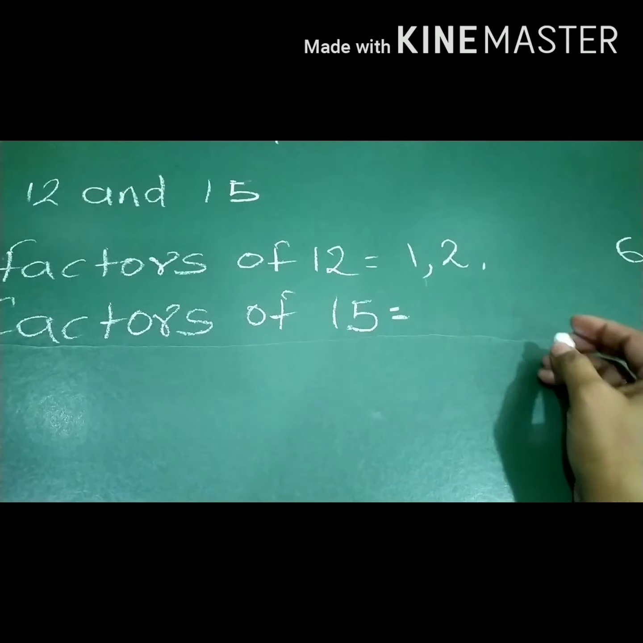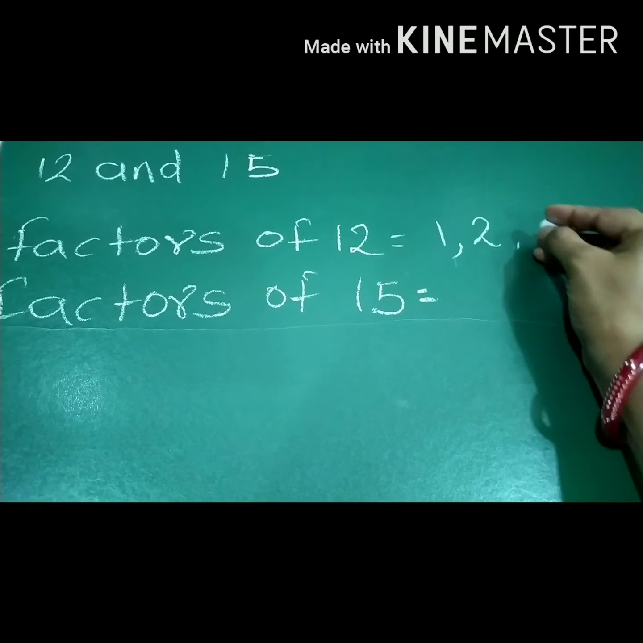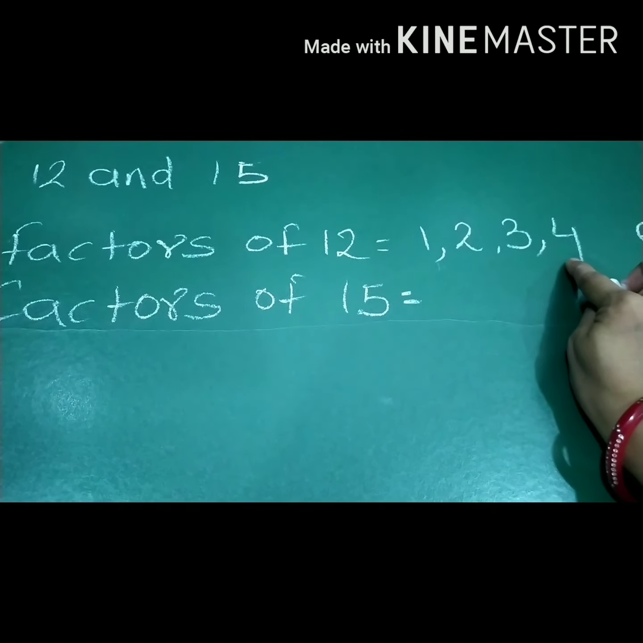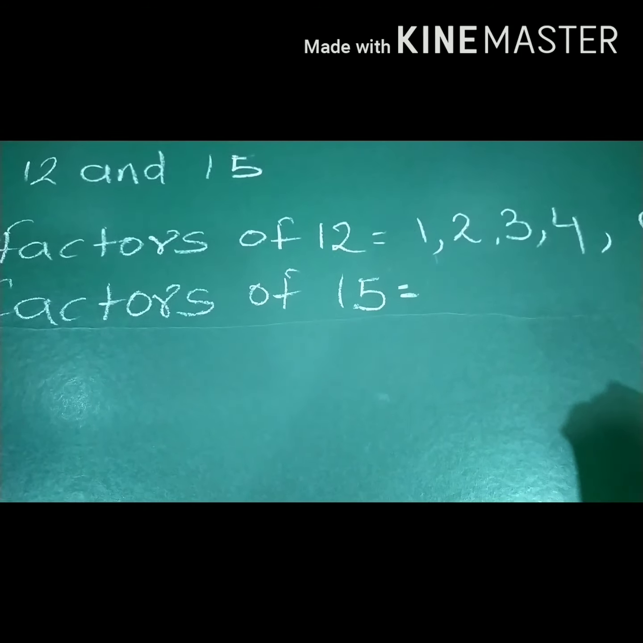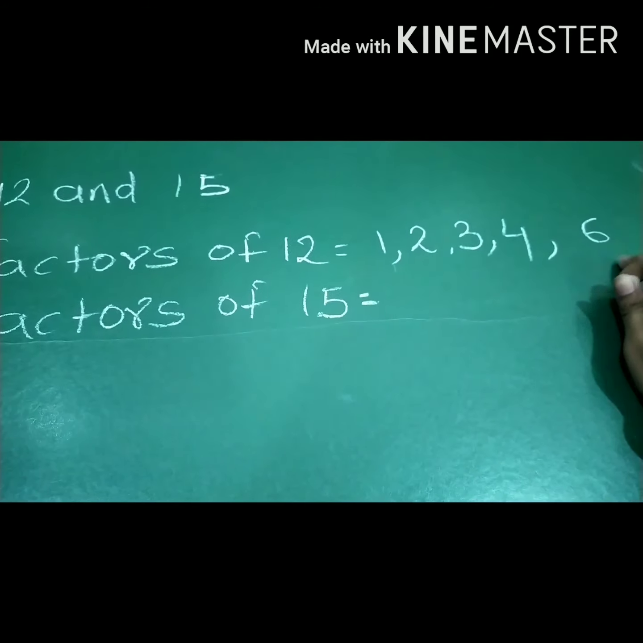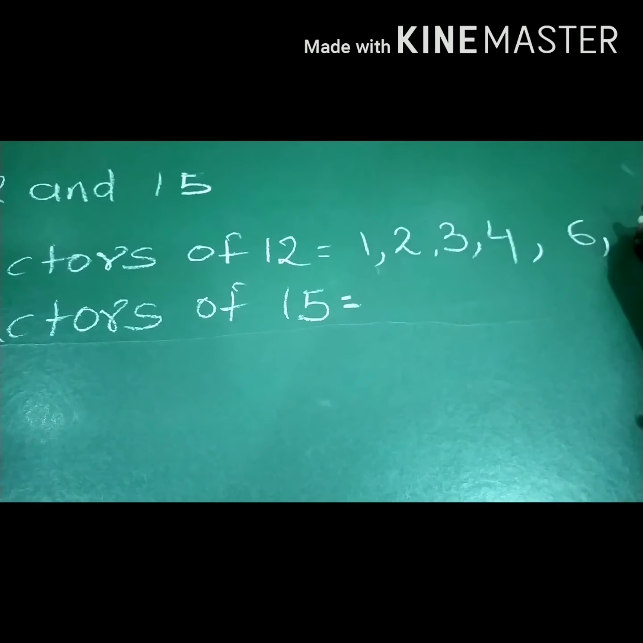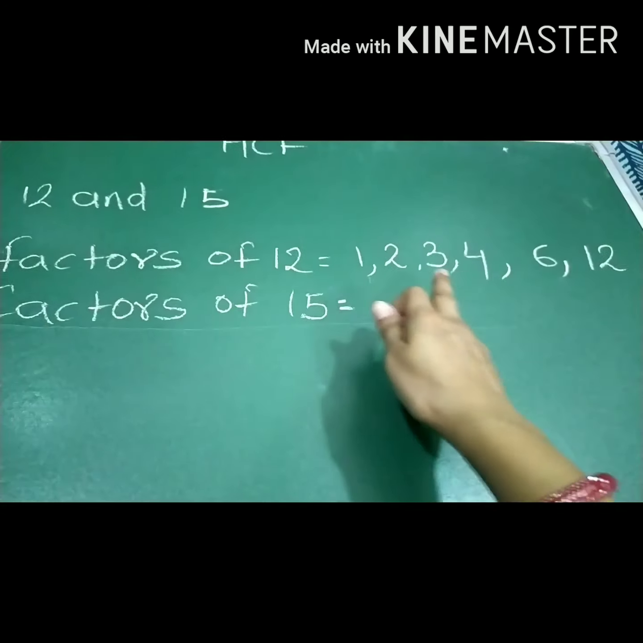Okay. After that we will go for 3. In the table of 3 also 12 is present. That is 3 4s are 12. So 3 and 4 both you have to write. After that in the table of 5, no. Then go to the 6. 6 2s are 12. And then finally in the table of 12. Right? These are the factors of 12.